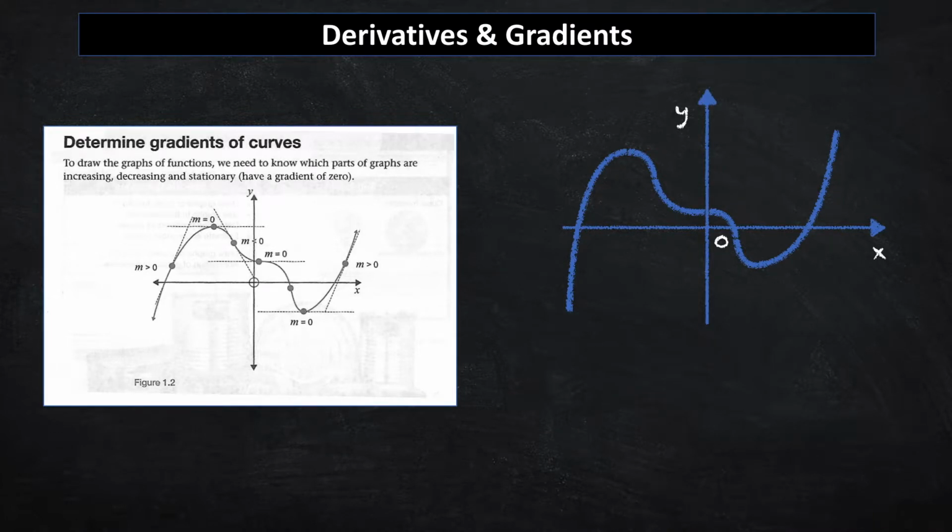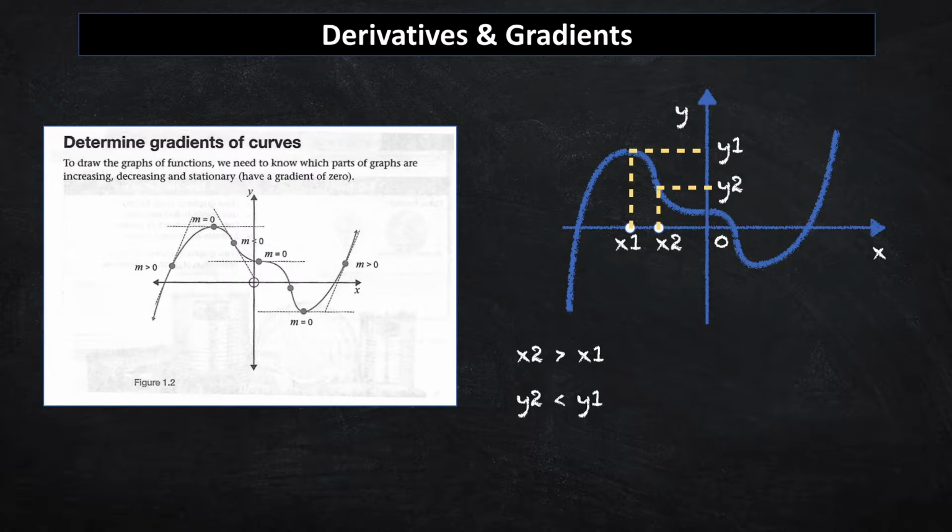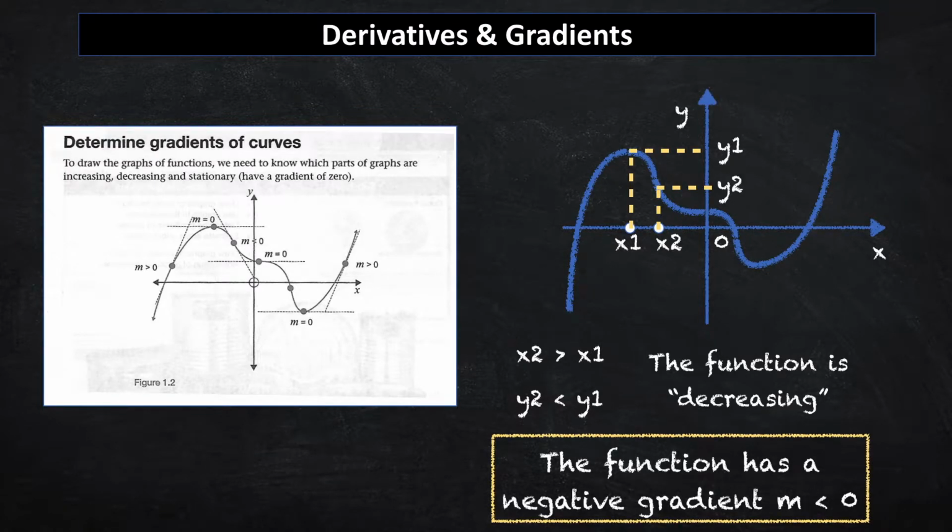Now let's consider other 2 points on the x-axis, but in a different location this time. So x1 and x2, and in this case again x2 is larger than x1. We find the corresponding y1 and y2 values, and we ask ourselves which one is the largest, and in this case we can say that y2 is smaller than y1. So we are in a different case than the one we saw before, and we can say that between x1 and x2 the curve or the function is decreasing, which means that it has a negative gradient, m smaller than 0.